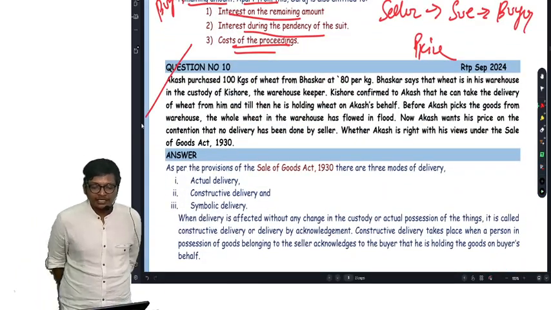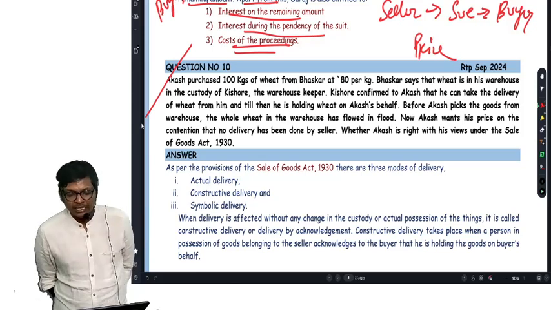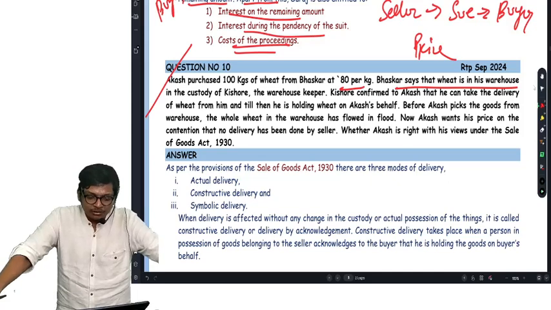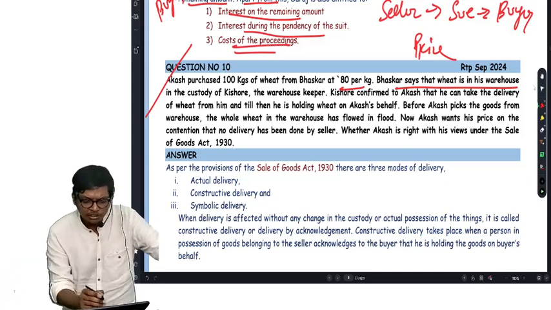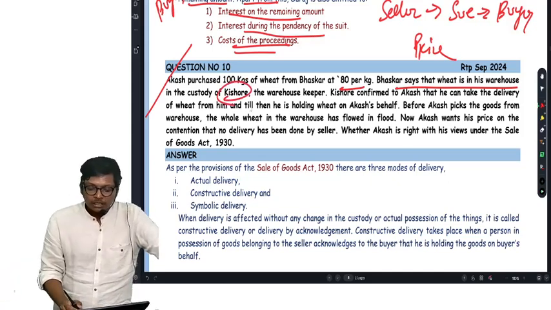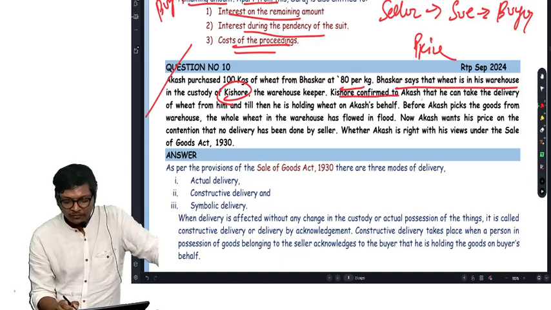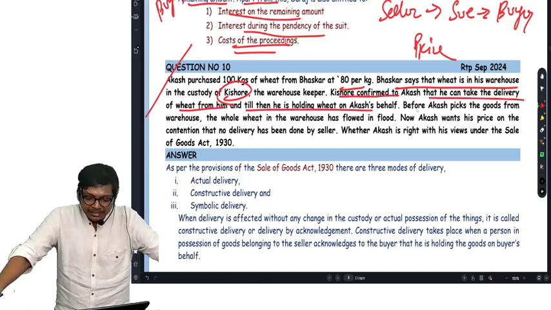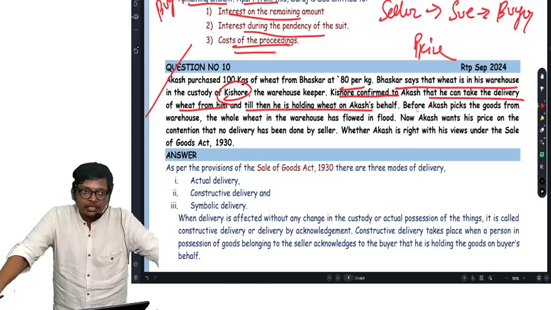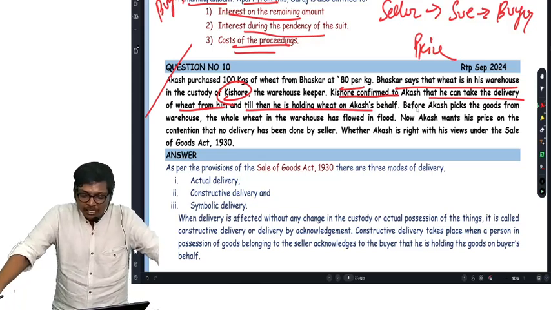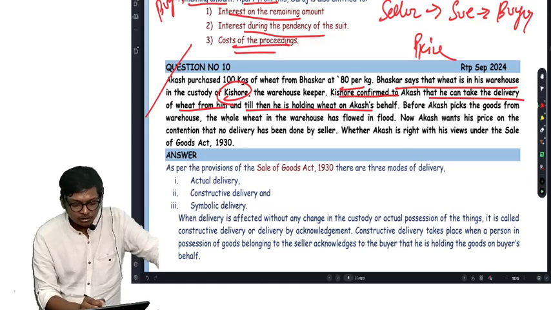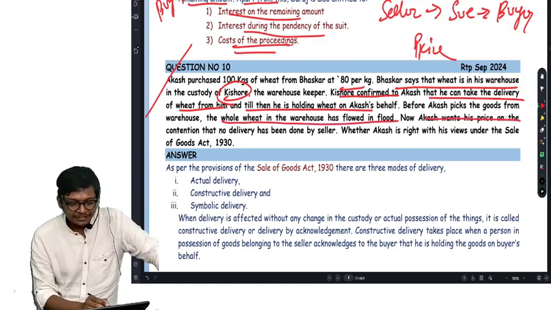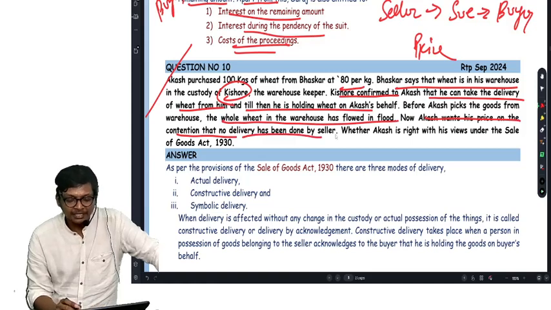Akash purchased 100 kgs of wheat from Bhaskar at 80 per kg. Bhaskar says that the wheat is in his warehouse in the custody of Kishore. Kishore is taking care, the warehouse keeper. Kishore confirmed to Akash that he can take delivery of the wheat from him and that he is holding the wheat on Akash's behalf. Now, before Akash picks the goods from the warehouse, the whole wheat in the warehouse is flooded. Now, Akash wants his price back on the contention that no delivery has been done by the seller.